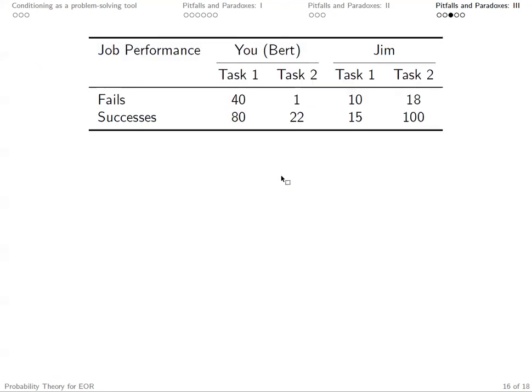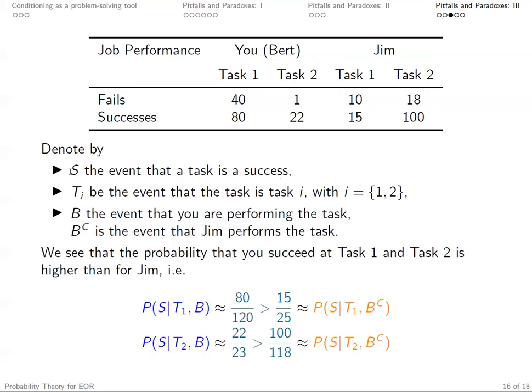So what really happened? Let's denote S the event that a task is a success. Ti is the event that the task is task i, with i equal to 1 and 2. There are 2 tasks. And we use B to denote the event that Bert is performing the task, and the complement of B is that Jim performs the task.